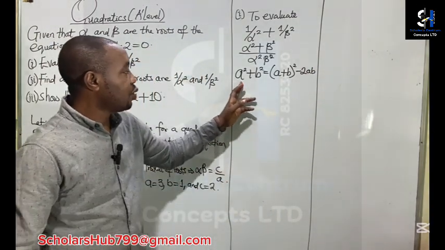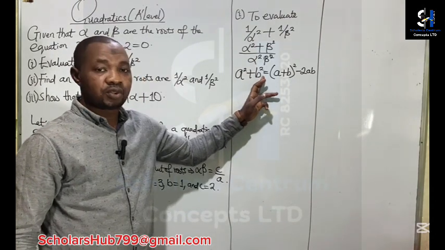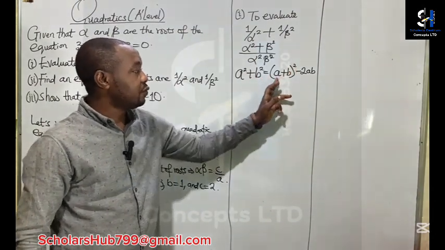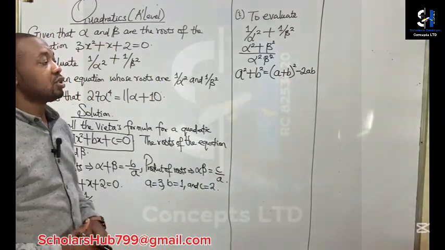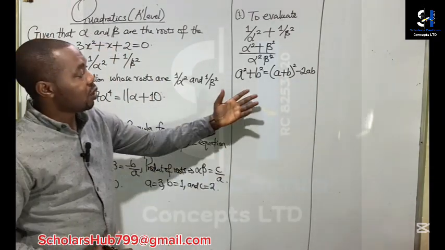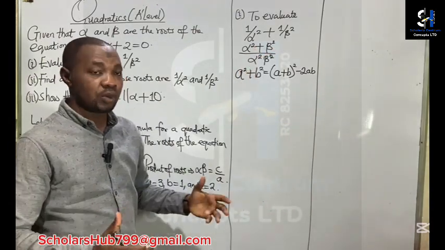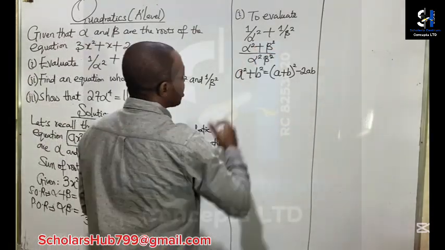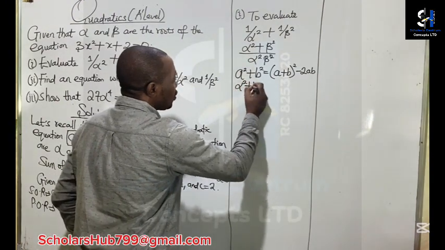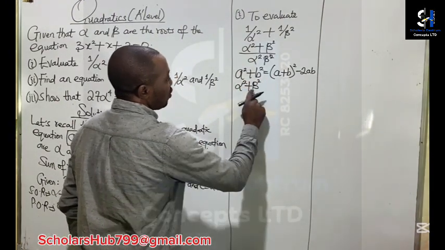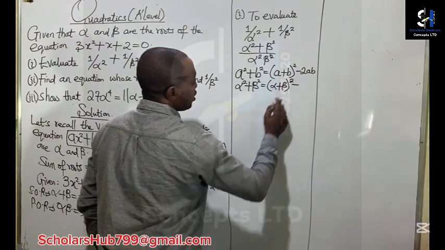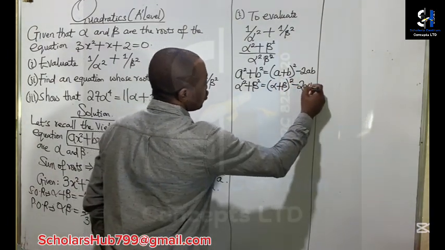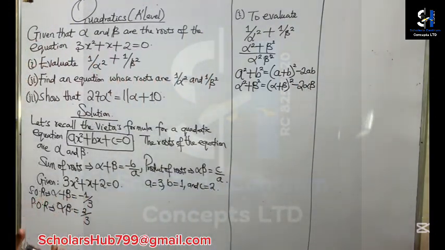That's the sum of a square and b square will be equal to the square of the sum of a and b, minus 2 times the product of a and b. So now we're going to apply that in this case, the sum of two squares. So for alpha square plus beta square, that will be alpha plus beta to the power of 2, then minus 2 times alpha times beta. That is 2 multiplied by the product of alpha and beta.